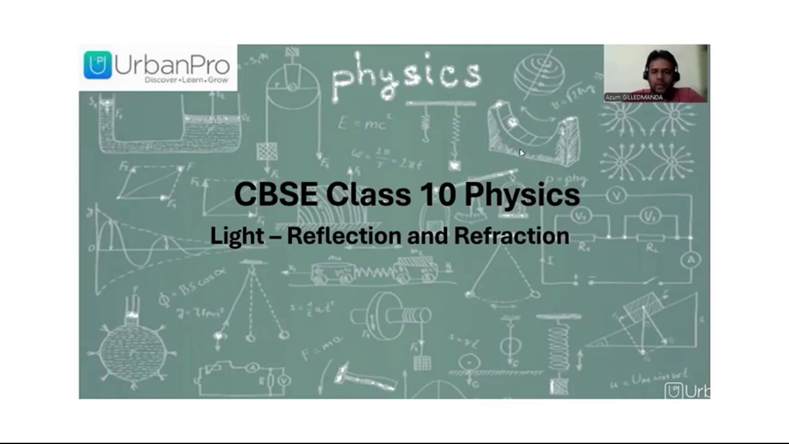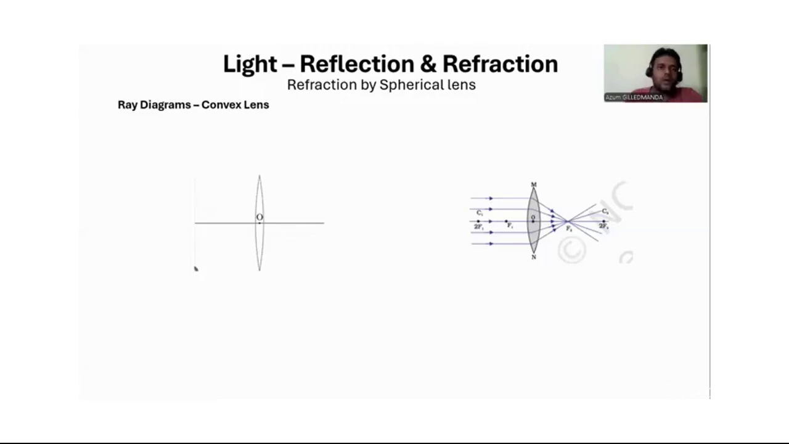So in reflection and refraction, we have already learned about reflection and also refraction. And today we will look at how refraction happens in different lenses, like the convex and concave lens.